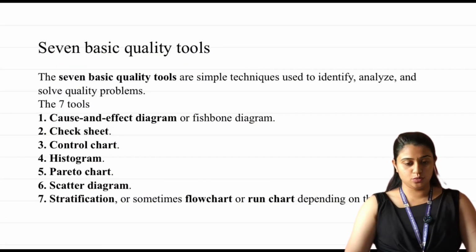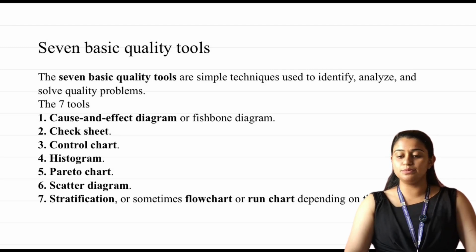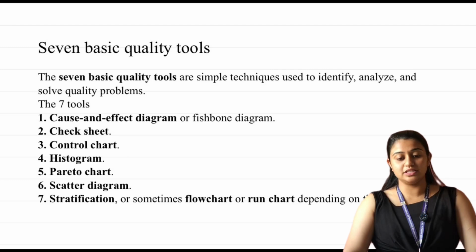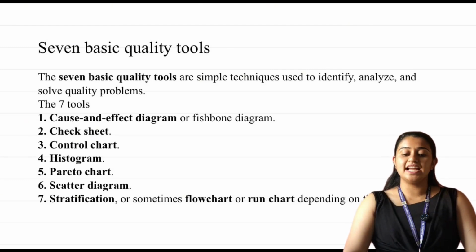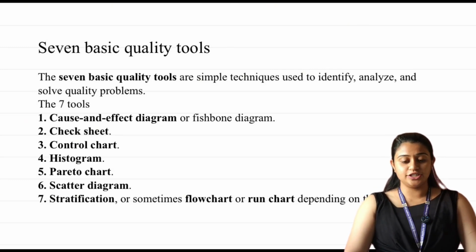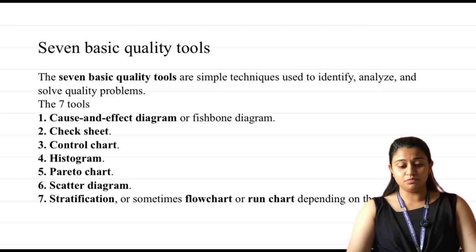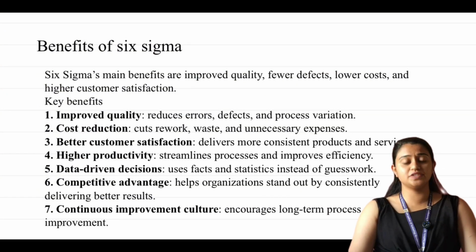7 basic quality tools. The 7 basic quality tools are simple techniques used to identify, analyze, and solve quality problems. The 7 tools are cause and effect diagram, check sheets, control charts, histogram, Pareto chart, scatter diagram, and stratification.